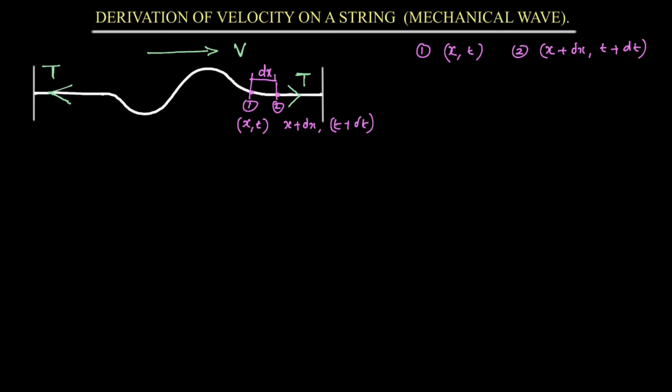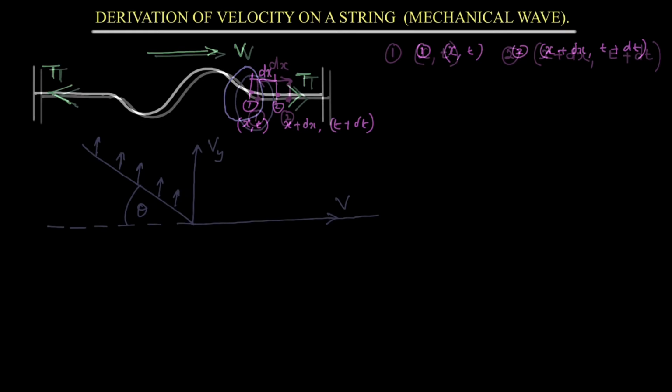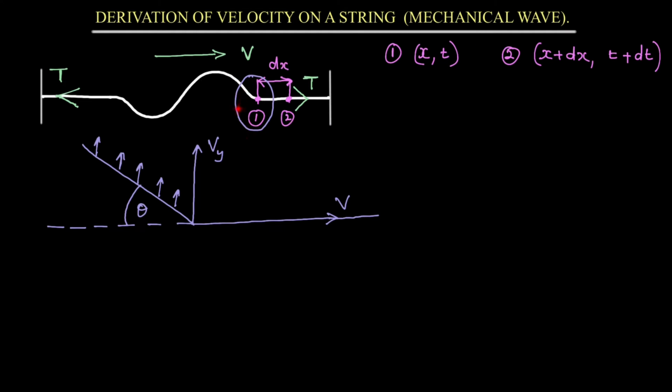What we're going to do is look at that point here and enlarge it, and then work out the forces that are causing that point to rise up. If we circle this point and enlarge it, we get this. So we have a velocity in the y direction because this string is going up, and a velocity in the x direction. And there's an angle theta here.